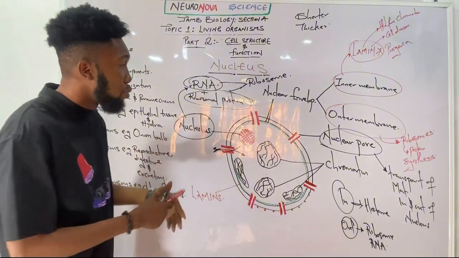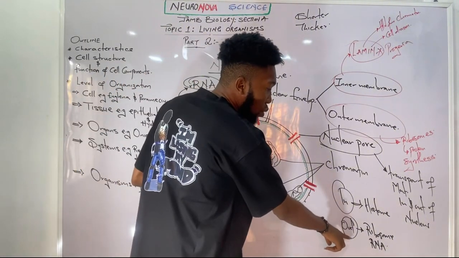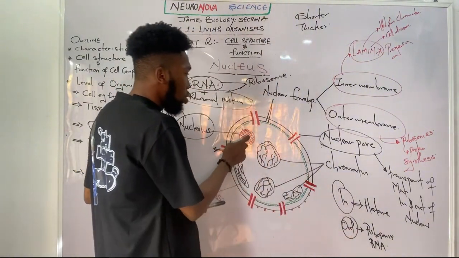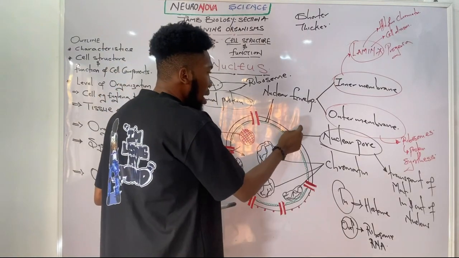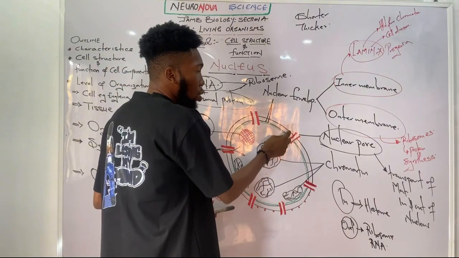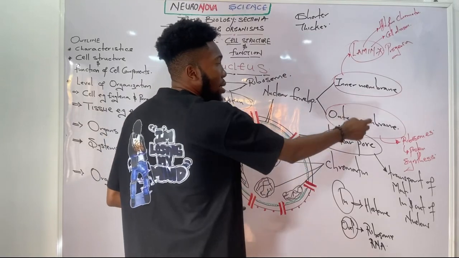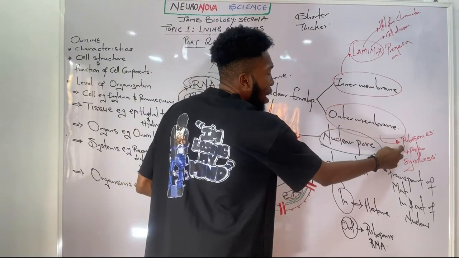Normally, when the ribosome has been produced, like we said, ribosome is an example of material that wants to leave. So when they've been produced by the nucleolus, they move out and find themselves attached to the what? Attached to the outer membrane. That's why we said in the outer membrane you find ribosomes.